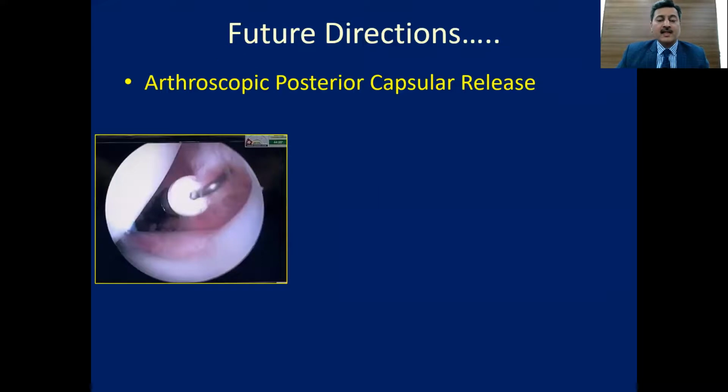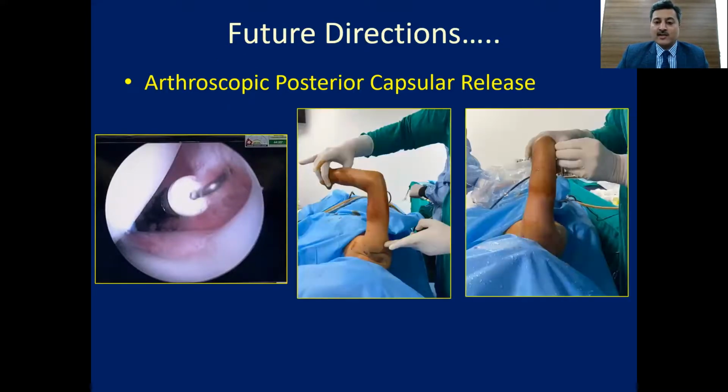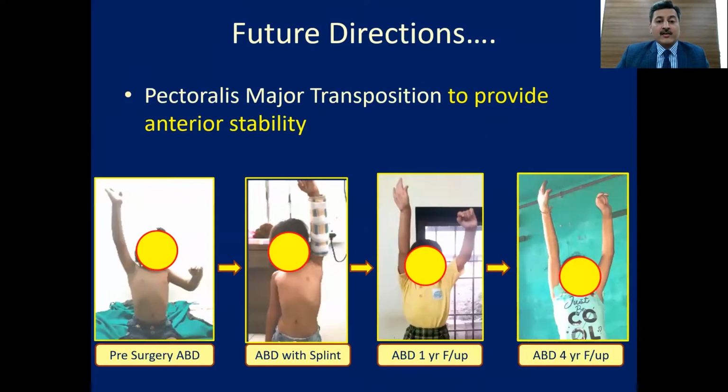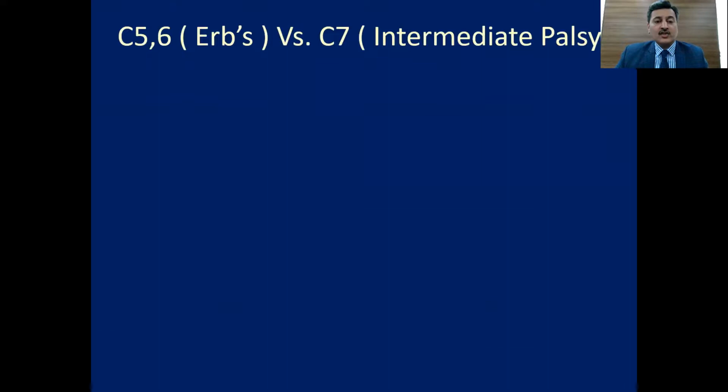What we have started doing is arthroscopic posterior capsule release to release this external rotation contracture. In a subset of patients, we have also offered latissimus dorsi to subscapularis transfer to improve internal rotator strength. Pectoralis major transposition to improve anterior stability has yielded good abduction in certain patients. Thus, clinicians should be well aware of the C5-6 and C7 cohorts to differentiate between them at the outset.